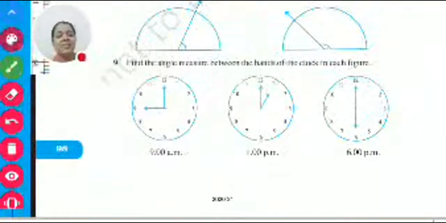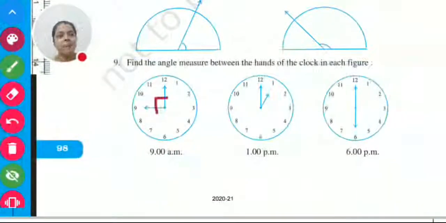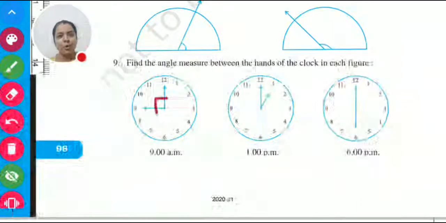Coming to number 9 here. Find the angle measure between the hands of the clock in each figure. So it's very easy for you because from exercise 5.1, 5.2 and 5.3, you've gone through this only, right? So you can easily find it out. So this is 90 degree. You have to find out the measurement, so you have to draw a clock.